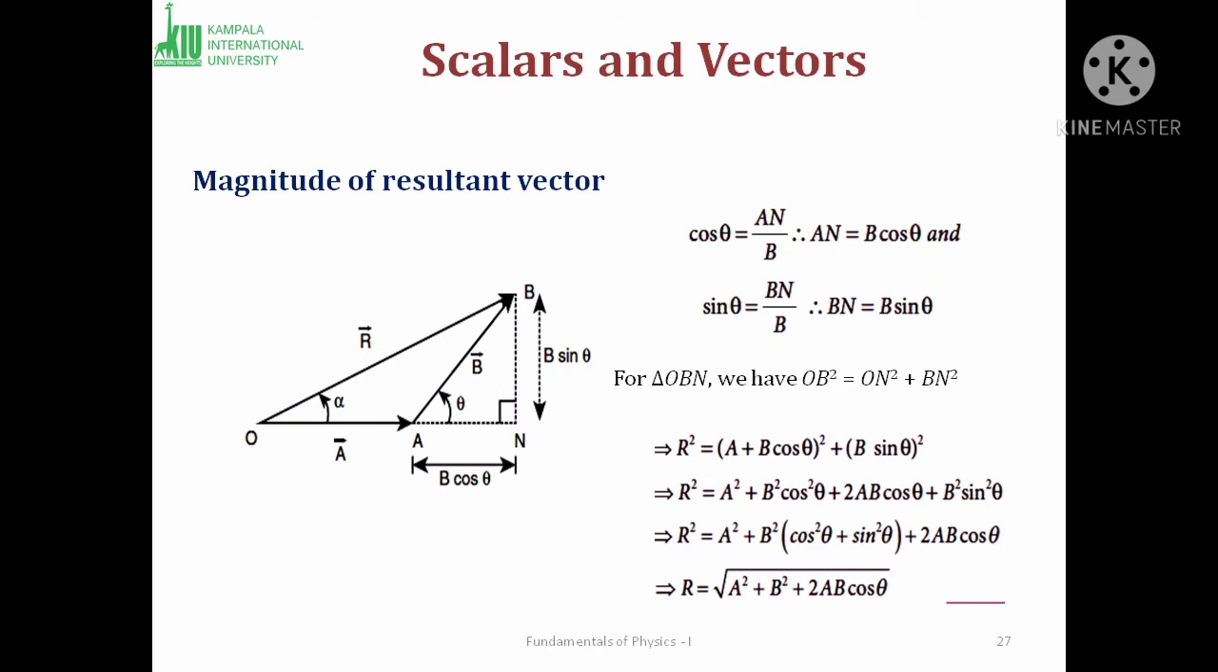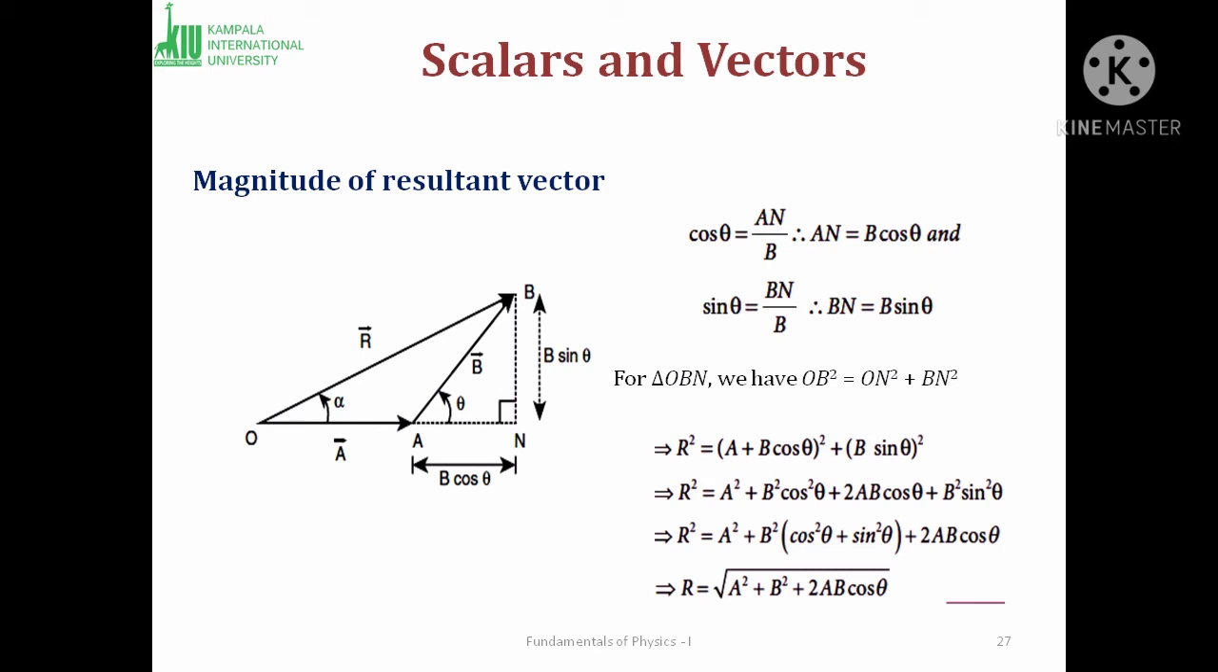Here, extend the side OA to ON, we get the right angle triangle ABN. So consider this triangle ABN, right? In this triangle, this angle is theta, and take this triangle BAN. We know that cos theta is equal to adjacent side divided by hypotenuse. So in this triangle, adjacent side, that is AN, divided by hypotenuse AB. So cos theta is equal to AN divided by AB. The value of AB is B, right? From this we can find AN. The value of AN is B cos theta.